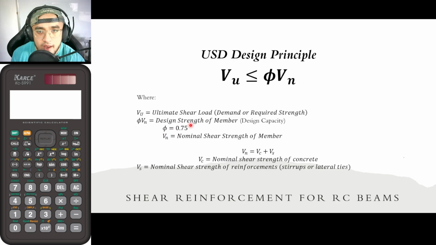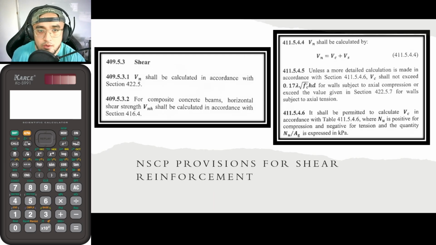When we say Vn, N stands for nominal shear strength. And we have a formula here for the nominal shear strength, and that is equal to Vc plus Vs. What is Vc? Vc is the nominal shear strength for concrete, and Vs is the nominal shear strength for reinforcement.